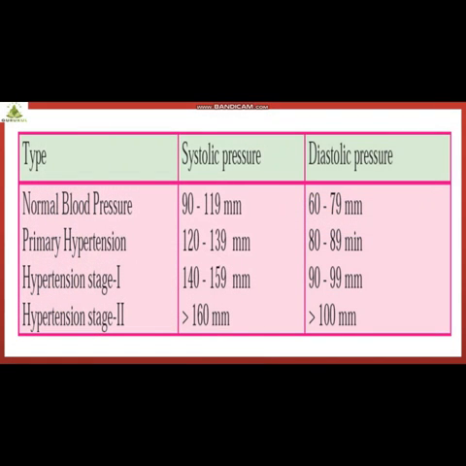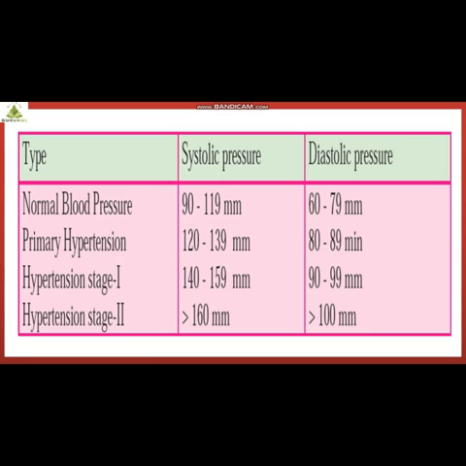This is the table which is given in your textbook, where they have clearly sorted out types: normal blood pressure, primary hypertension, which means it is the start of BP, hypertension stage 1, and hypertension stage 2. Now let us understand the values of systolic and diastolic pressure here.